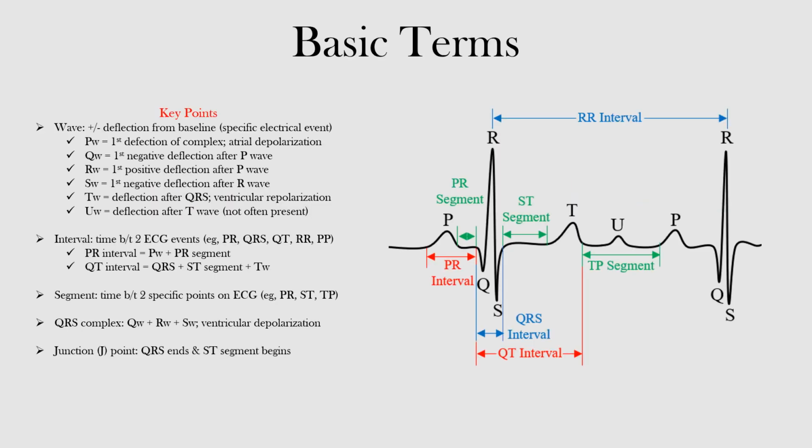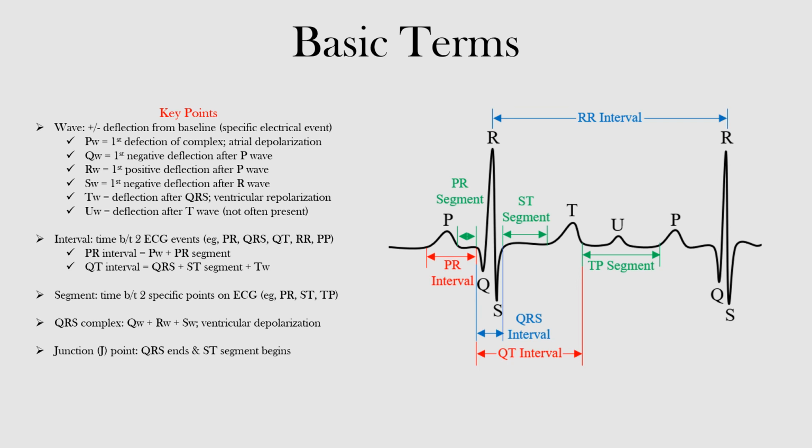In this lecture, we will discuss basic terms used to describe various aspects of the cardiac complex on the EKG. Each normal cardiac complex on the EKG is made up of waves, intervals, segments, one complex, and one point. We will define each of these and show where they appear in the cardiac complex.